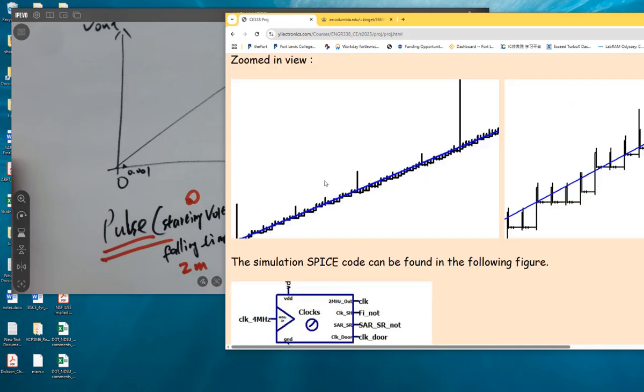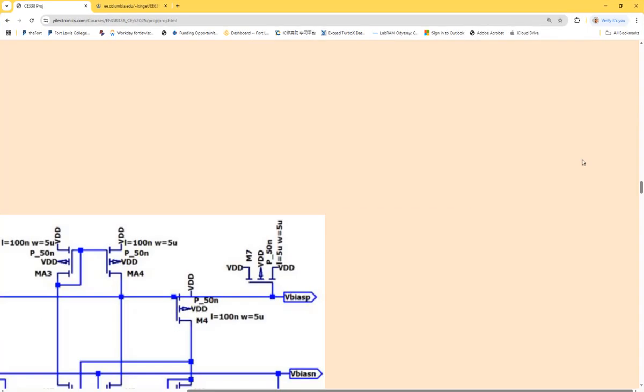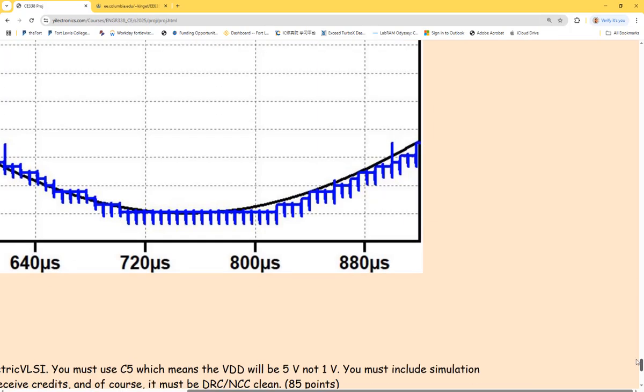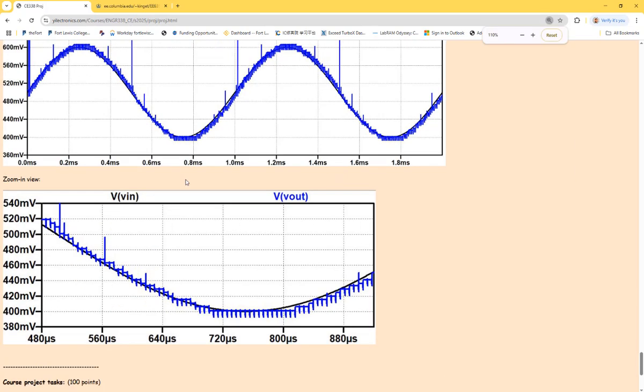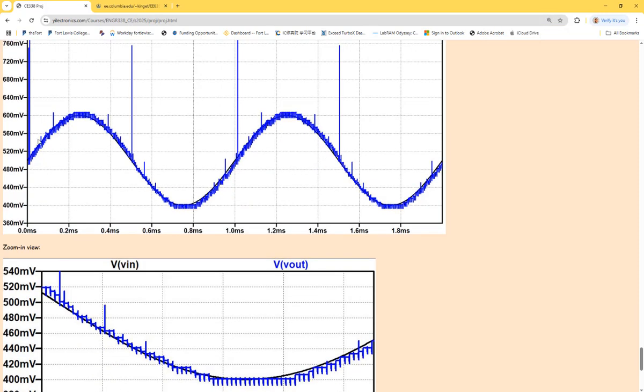But if you look at the one I simulated, I avoided that low voltage. See this one. It's 100 millivolts amplitude, so totally 200 millivolts peak to peak. And the DC offset is 500 millivolts. Let me draw it for you on the paper.